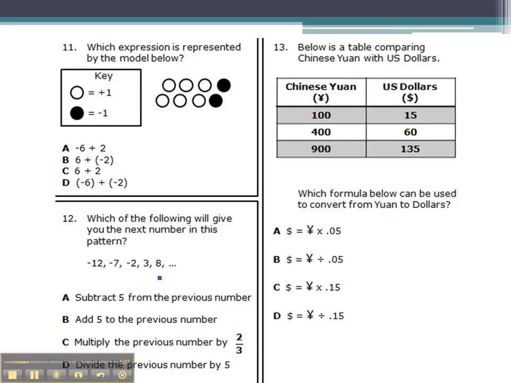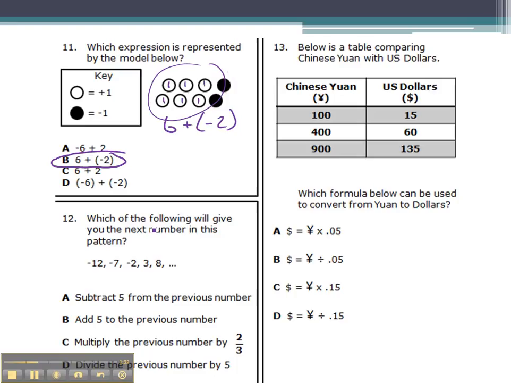Number 11, which expression is represented by the model below? So looking at the key, the white circles are +1 and the black circles are -1. So I have 6 positives and 2 negatives, 6 plus a -2. And that matches answer choice B, 6 positives plus 2 negatives.